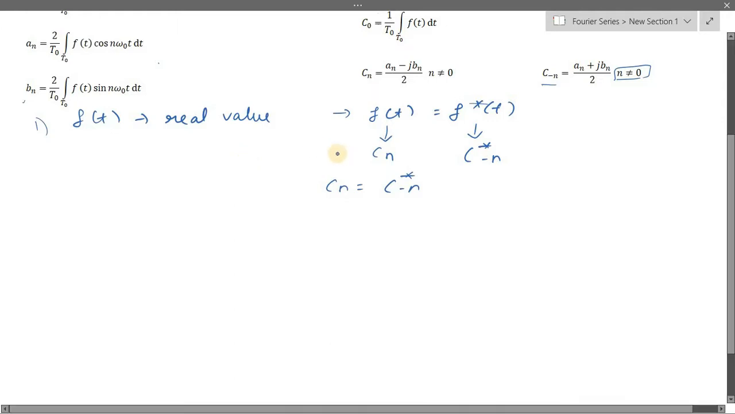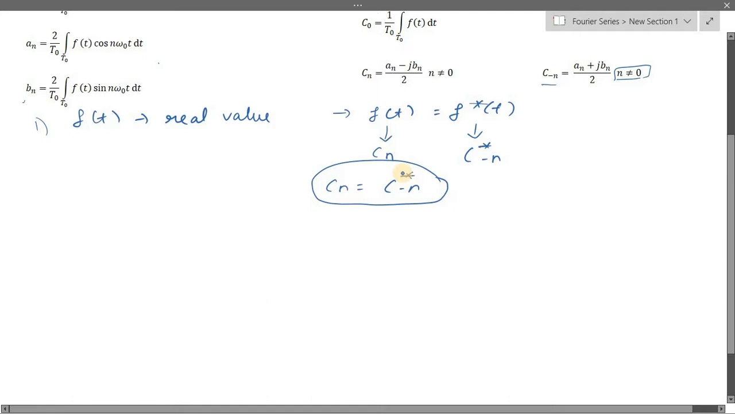Okay, I'm saying f of t is real valued, then f of t will be equal to f of conjugate of t, so their coefficients will also be equal. So f of t ka coefficient is c of n, f of conjugate of t ka coefficient is c of minus n ka conjugate. So when your f of t is a real valued function, then your coefficient c of n will be equal to c of minus n ka conjugate.